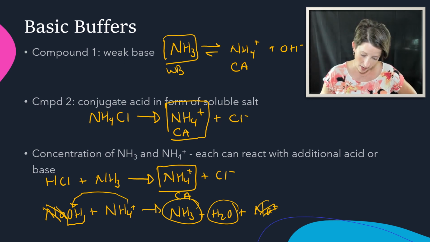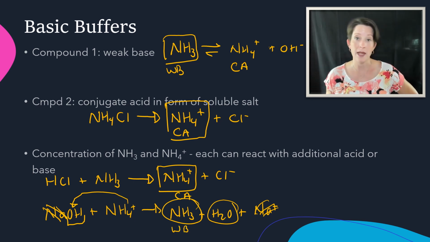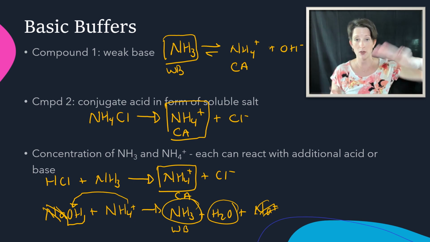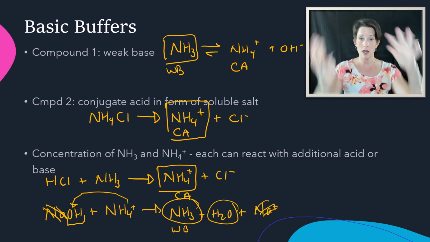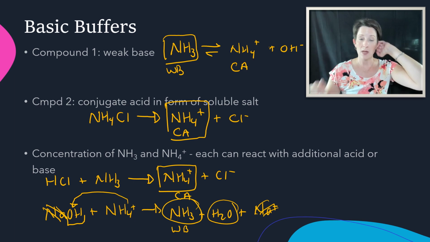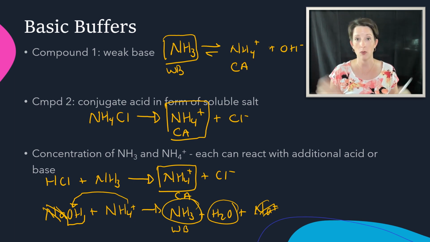So with that ammonium ion, we reformed that weak base to continue to assist that buffer. So it's always just this going back and forth between an acid and its conjugate base or a base and its conjugate acid. But the important thing is it has to be a weak base or weak acid because we need to have it at equilibrium.